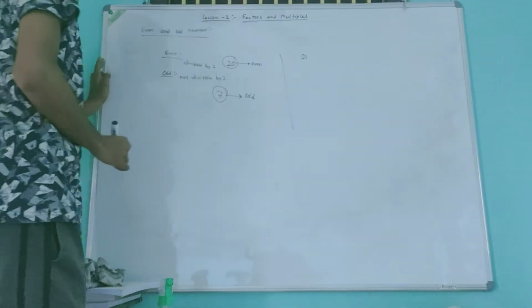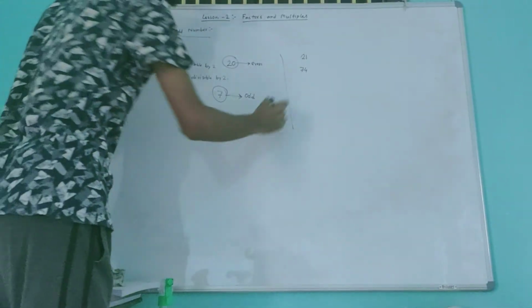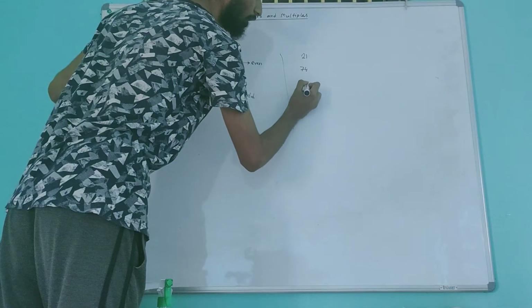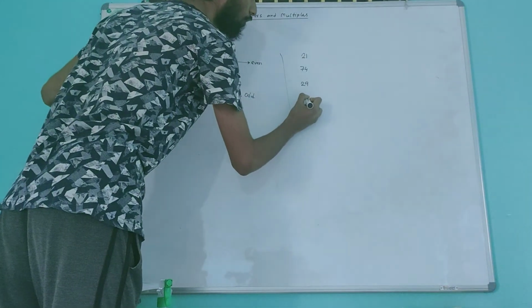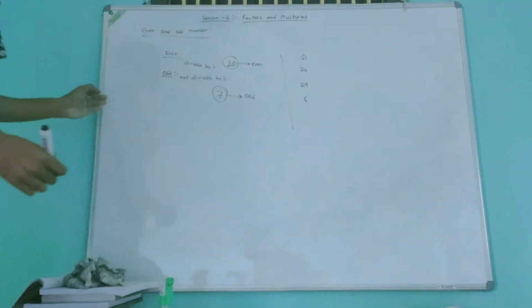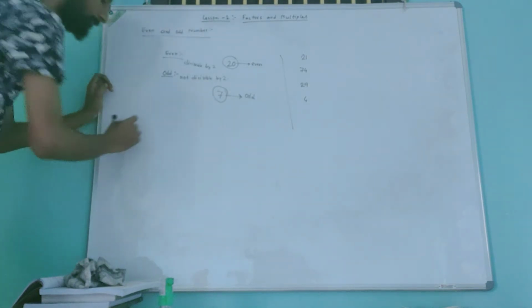81, is it odd or even? 74, is it odd or even? 29, is it odd or even? 4, is it odd or even? Now you can remember this one also.